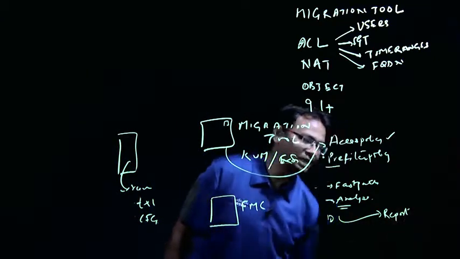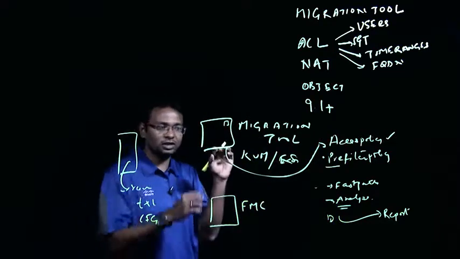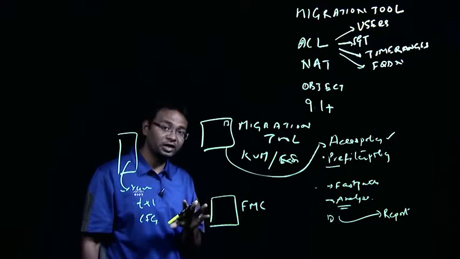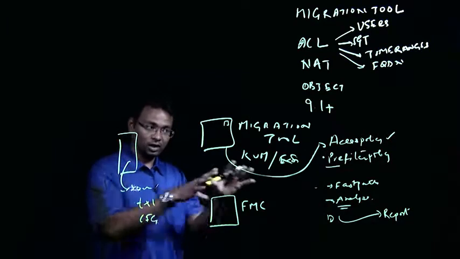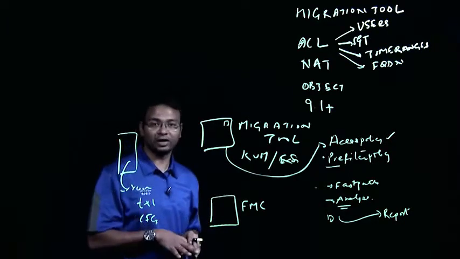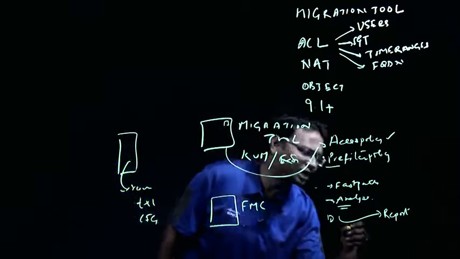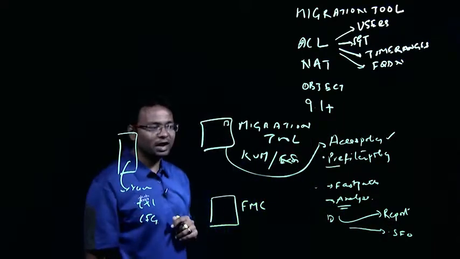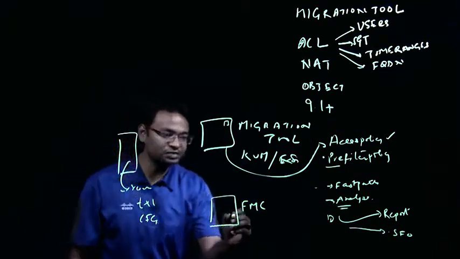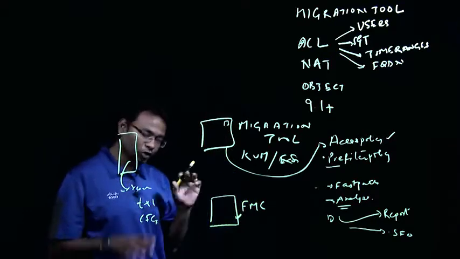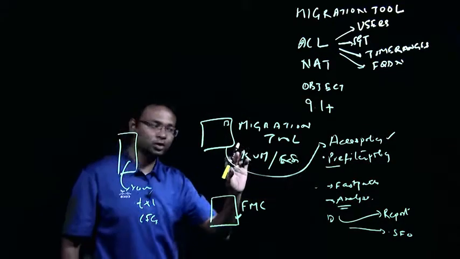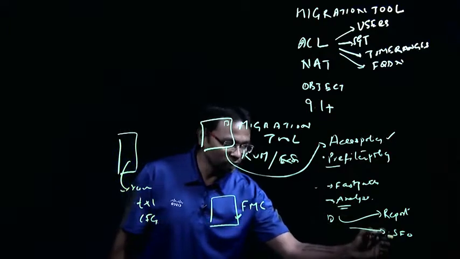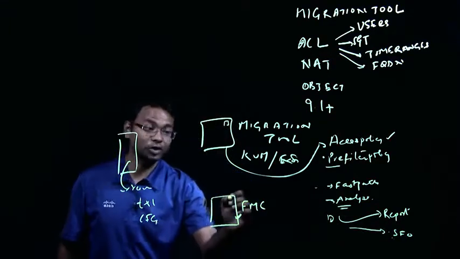This report will tell you exactly what configuration is migrated, what configuration is not migrated, and the reason behind the configuration that is not migrated. It will also export a .sfo file. This .sfo file is a binary file which FMC understands. So after reviewing the report and getting the .sfo file, you have to import the .sfo file into your production FMC.